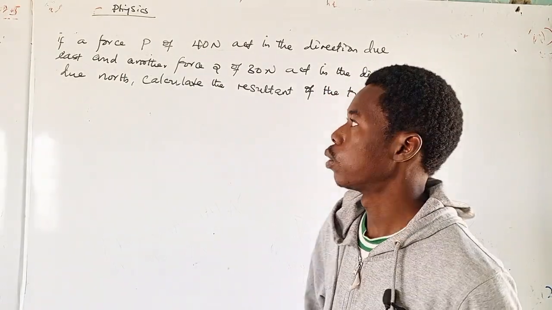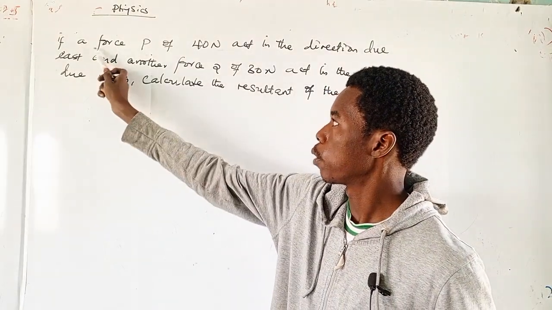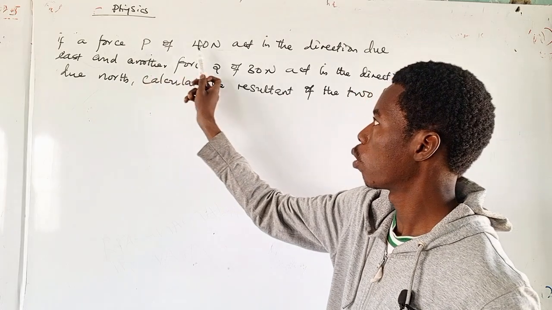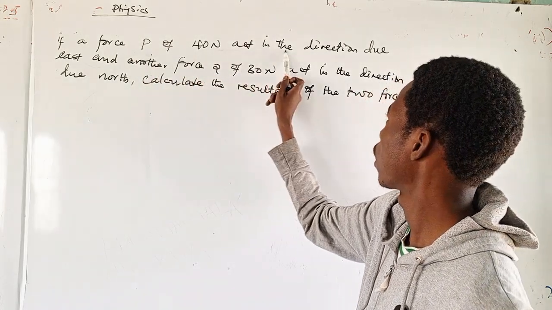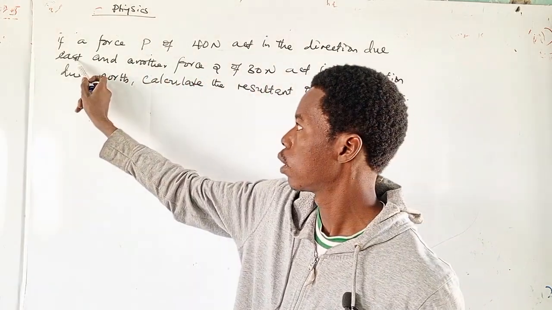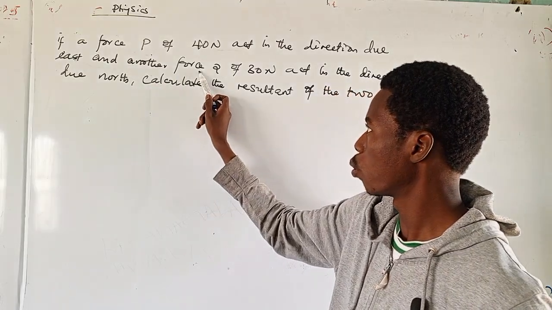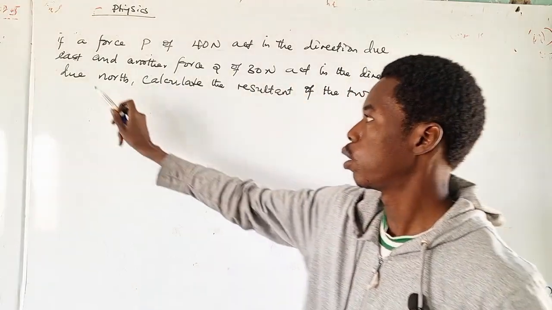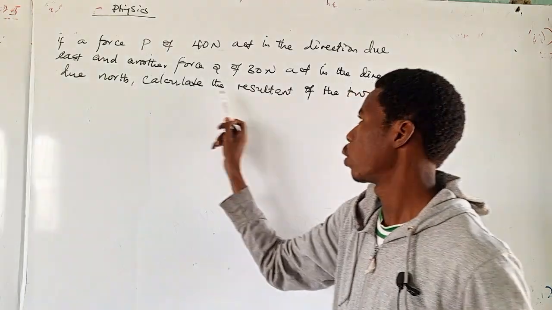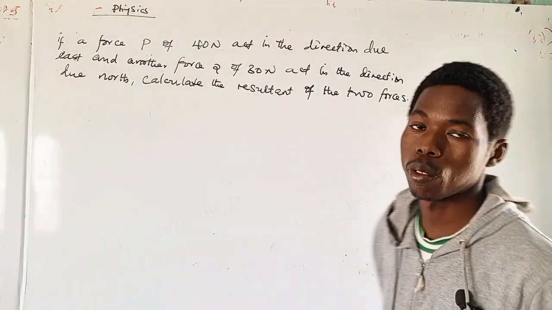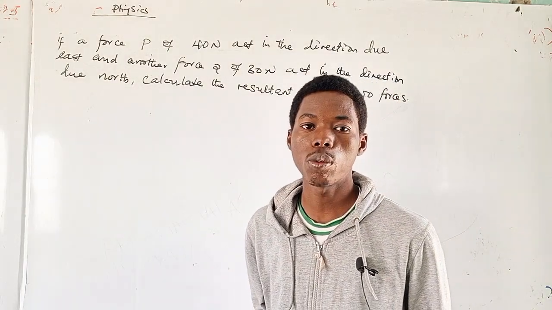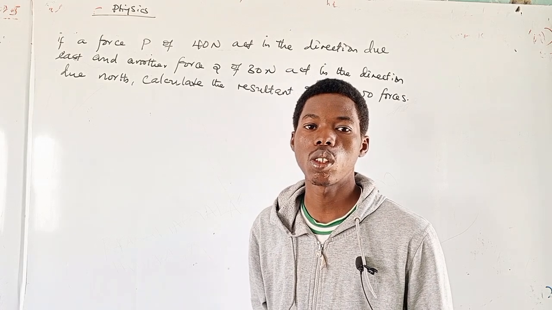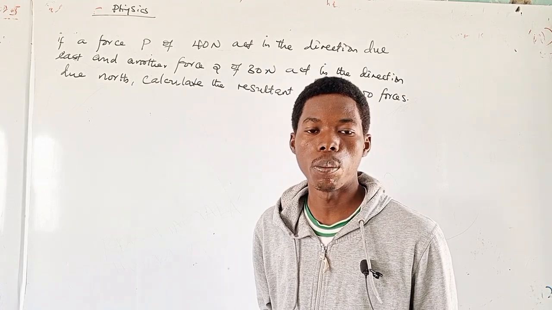So the question says, if a force P of 40 Newton acts in the direction due east, and another force Q of 30 Newton acts in the direction due north, calculate the resultant of the two forces. So we are given two forces to calculate the resultant of them.